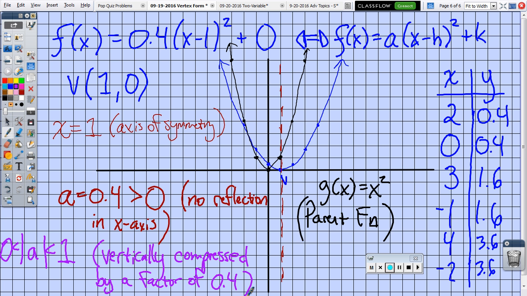So here are the two distinctions you have to make using the a value. The fact that a is positive alone tells me there's no reflection in the x-axis compared to the parent function. The fact that the absolute value of a is between 0 and 1 tells me it's vertically compressed by a factor of 0.4. Any questions about this? If there are no questions, I think we'll plan on reviewing some systems with 3 variables, so that you're good for the test.